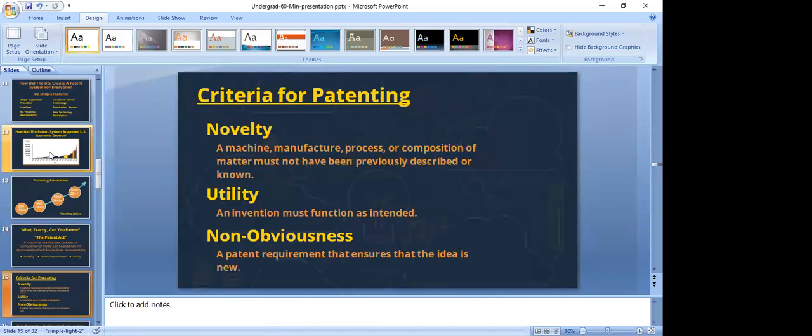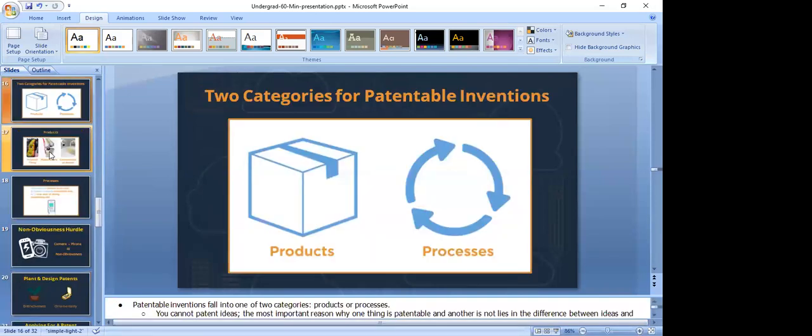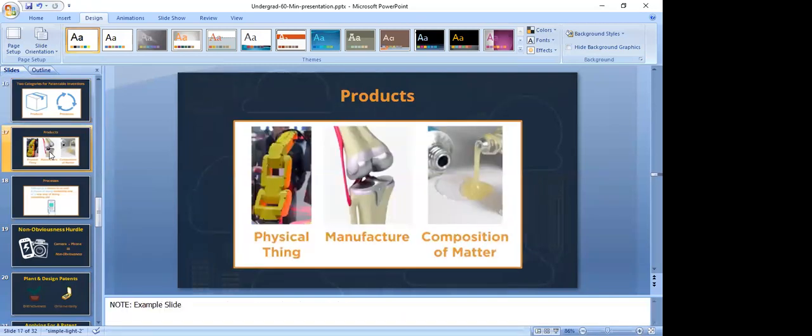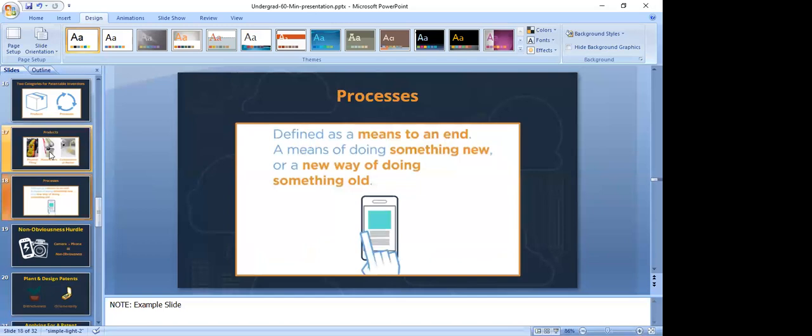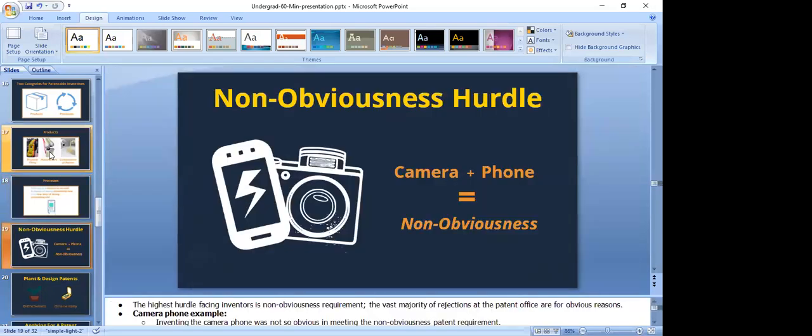So novelty means what? A machine, manufacture, process or composition of matter must not have been previously described or known. Utility means what? An invention must indeed function. Okay. And a patent requirement ensures that the idea will be new. There are two categories of patentable invention: one is product and the other is process. Products are physical things, manufactures and compositions of matter. A process means doing something new or a new way of doing something old. Okay. This is a non-obviousness hurdle, like a camera phone.